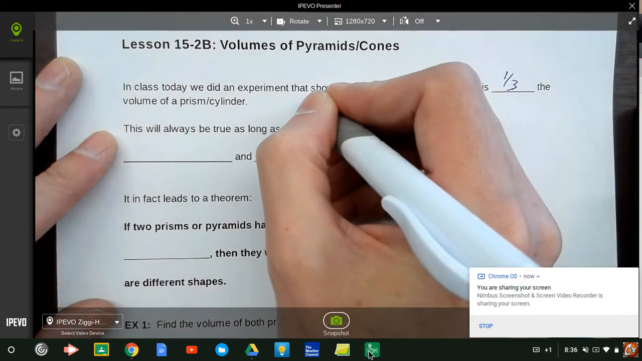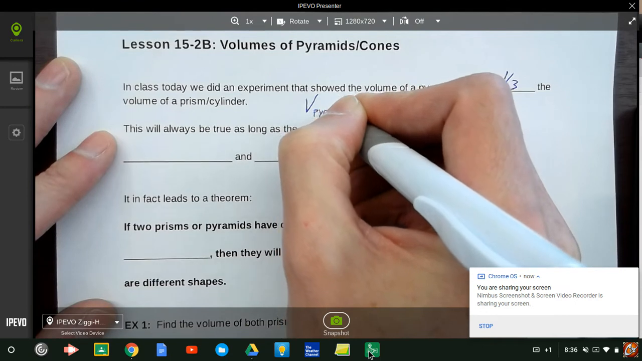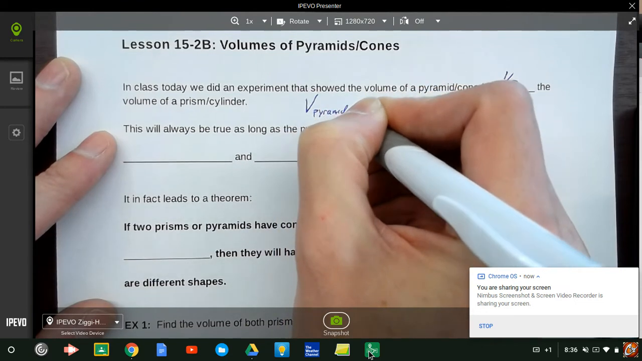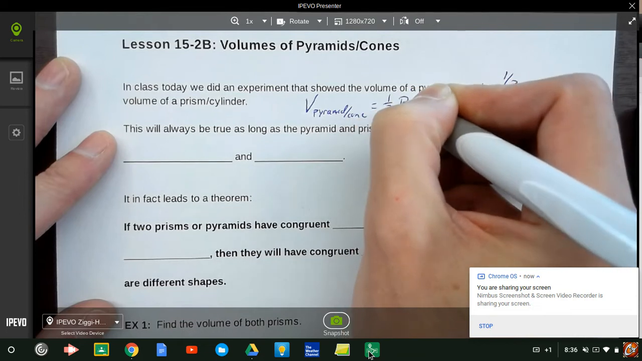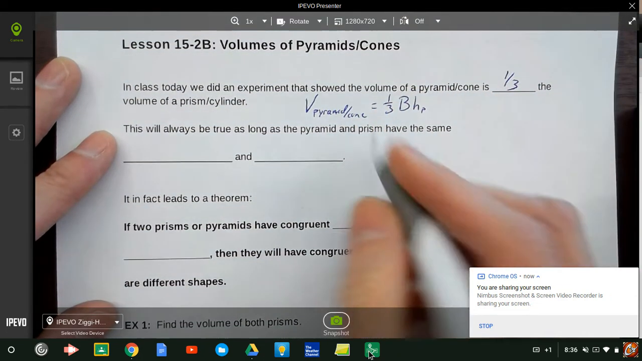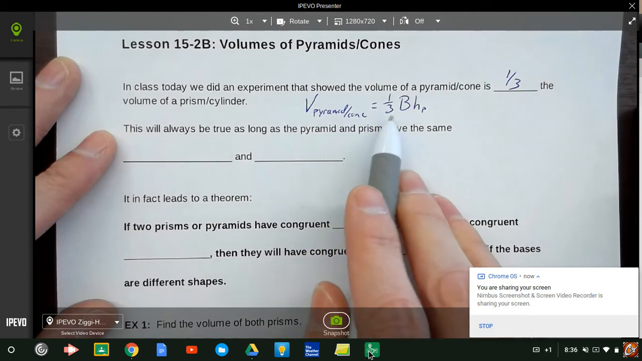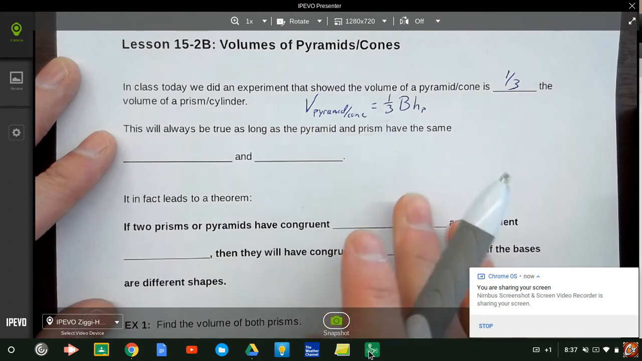It means that I can always find the volume of a pyramid or cone by saying it's 1/3 the area of the base times the height of the prism. And that'll work for every single pyramid and cone. The key is remembering that 1/3. It's easy when you get doing problems to forget that part of it, especially when we mix these up.